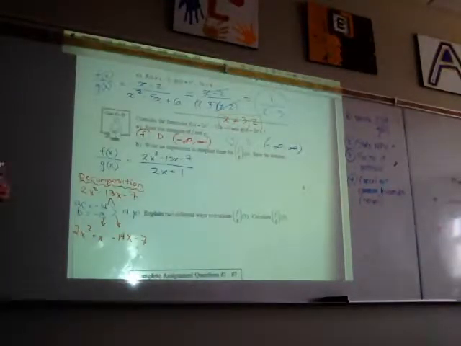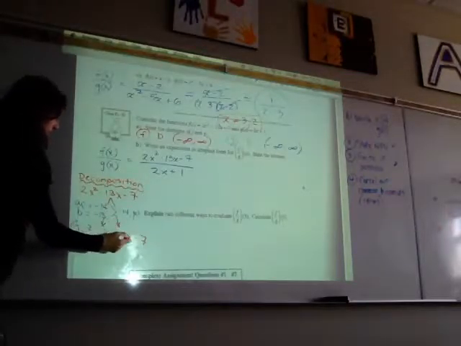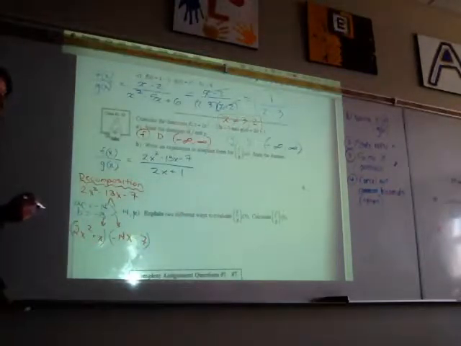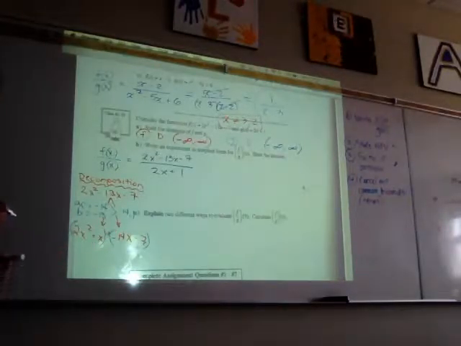Okay, now we have 4 terms, so factor by grouping. Group the first two together, group the last 2 terms together. And because we're subtracting the 14x, just put a little plus sign in between to show that we're adding those binomials.